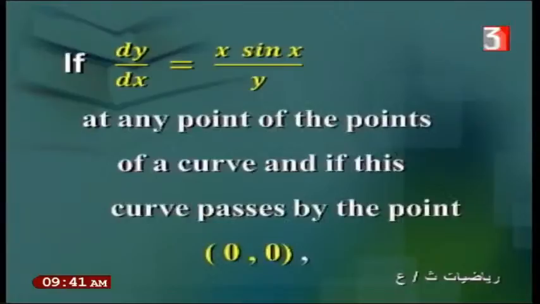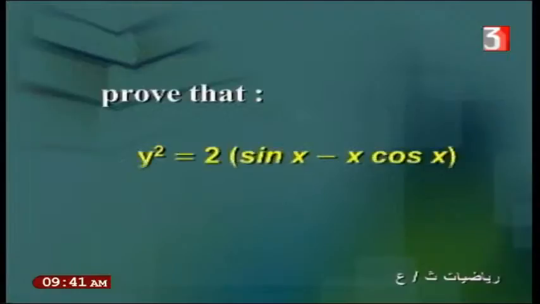Another example: if dy/dx equals x sin x over y at any point of a curve, and if this curve passes through the point (0, 0), prove that y^2 equals 2 times (sin x minus x cos x). The relation dy/dx equals x sin x over y is a relation between the two variables x and y.